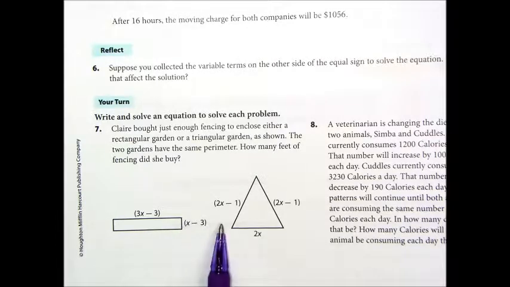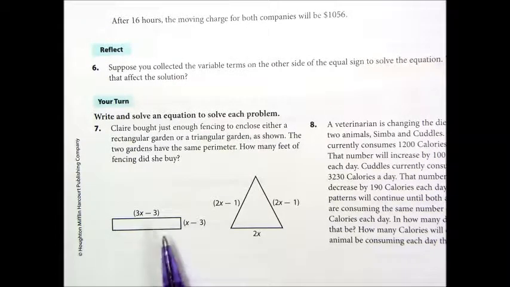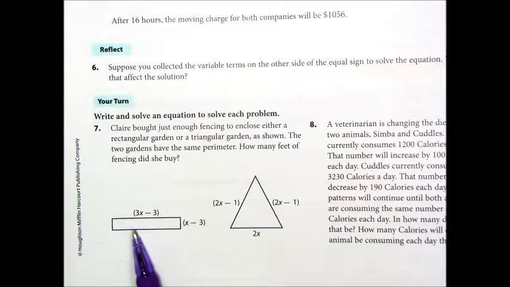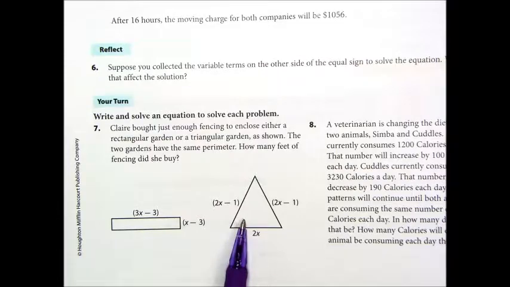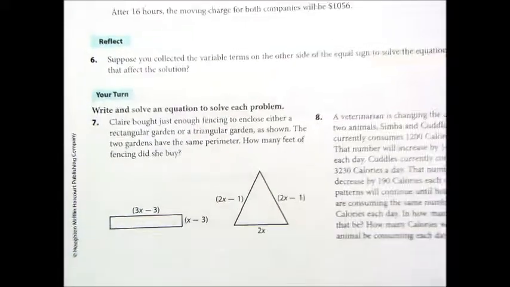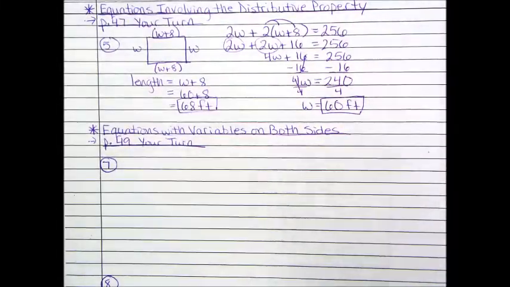So in a math equation, that means they are equal. So we're going to need to set up equations by putting the rectangle on one side of the equal sign and the triangle on the right side of the equal sign to solve this problem.